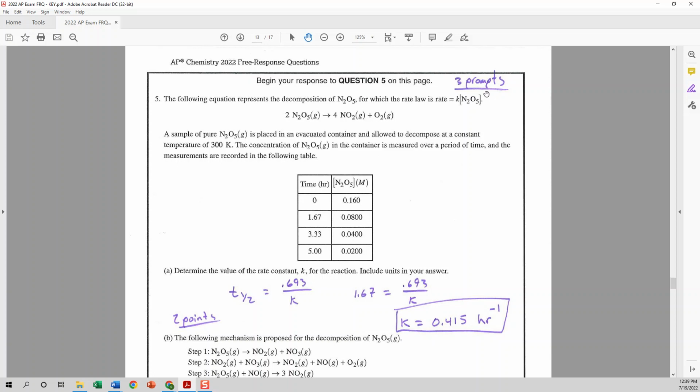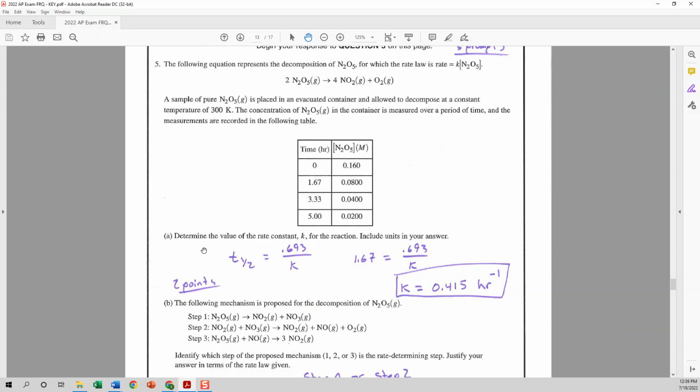A characteristic of a first order reactant is that the half-life for it stays constant. So the amount of time it takes for the amount of it to cut in half always is the same amount of time, no matter how much you have. So in part A, determine the value of the rate constant K for this reaction.